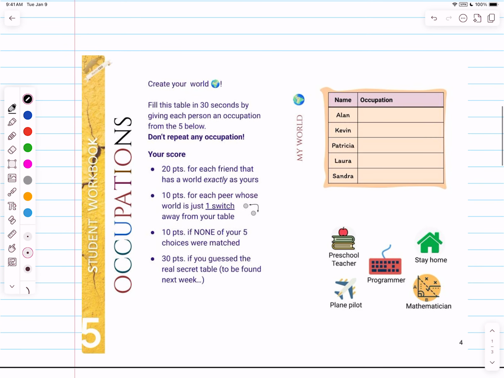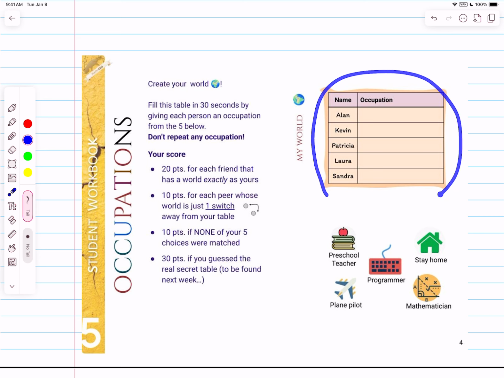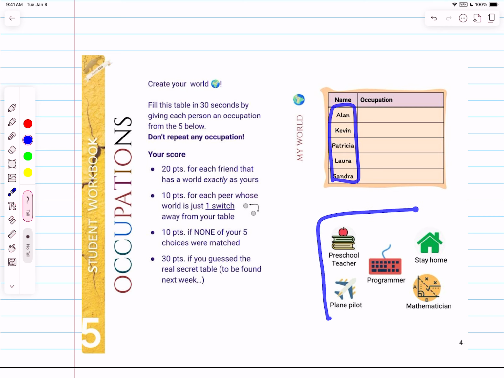The first part of this activity is we're going to be playing with these tables again and filling them out. And you're going to give your students 30 seconds on their own, no input, no clues, just whatever they feel like, to give each person in this list an occupation from this list, uniquely. So everyone gets one, and there's no repeats. Your students shouldn't collaborate for this. They should just do this on their own real quick.